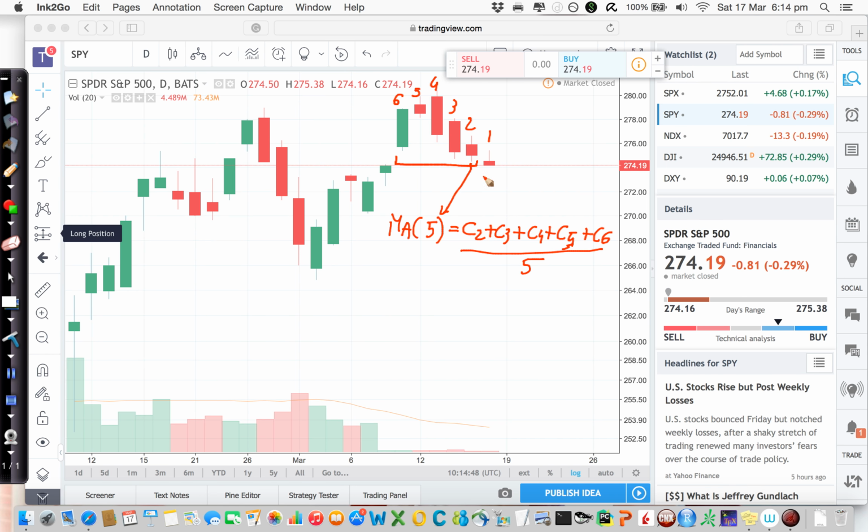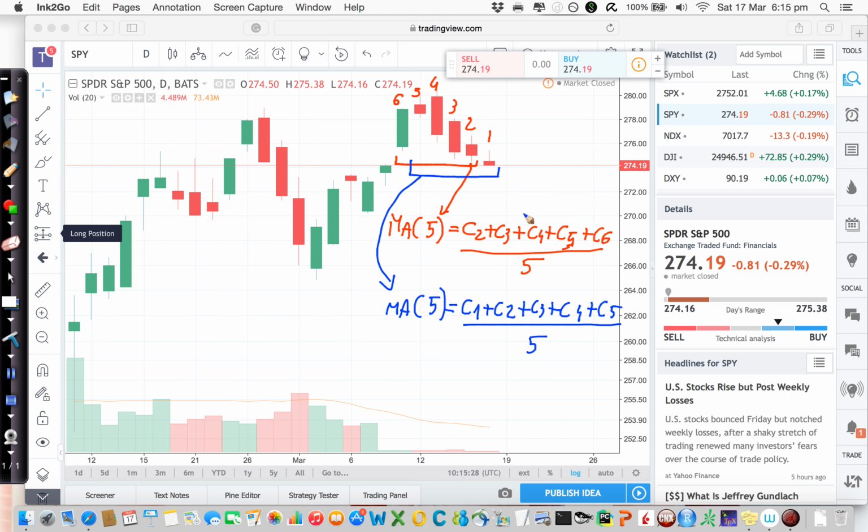Okay? Now what happens the next day? Well, next day, we are here, and again we use the same rule. So we have to consider the last 5 candles. Now the last 5 candles are candle 1 to candle 5. And the moving average is computed as this, right? So the sum of the closing price of candle 1 to candle 5 over 5.